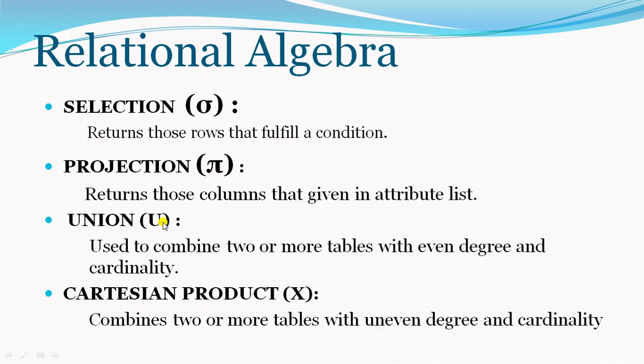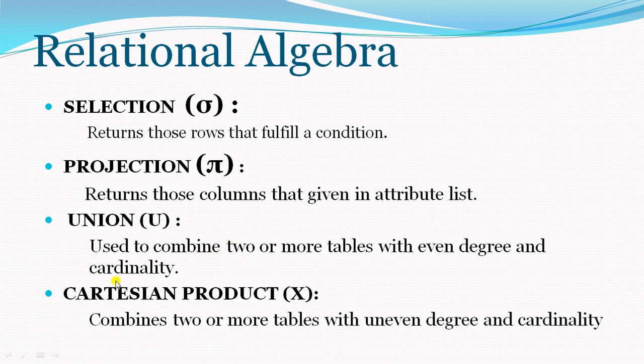Union means you are joining two tables, but one thing you have to make sure of while doing a union. Joins are of two types, union join and Cartesian product join. When you are doing a union join, the two or more tables you are using have to have the same number of columns, the same number of rows and the same data types. Then only you can do a union join.